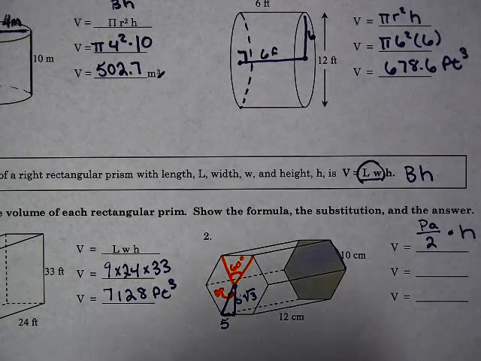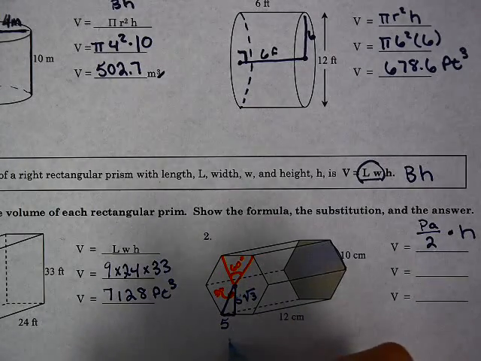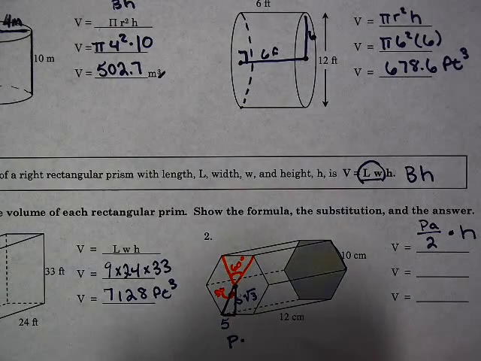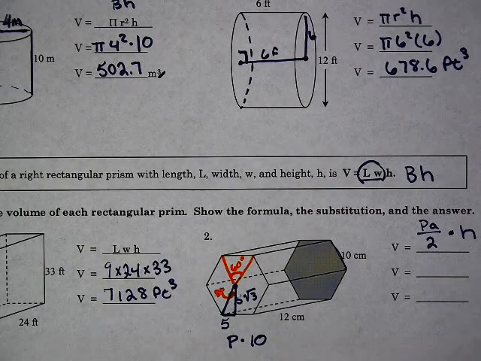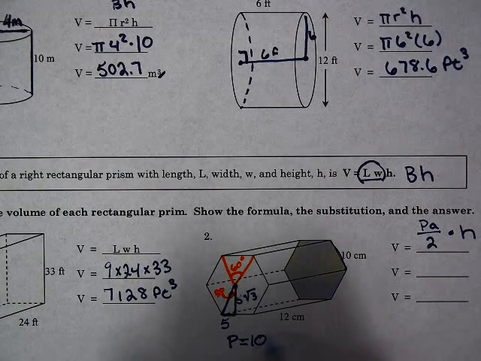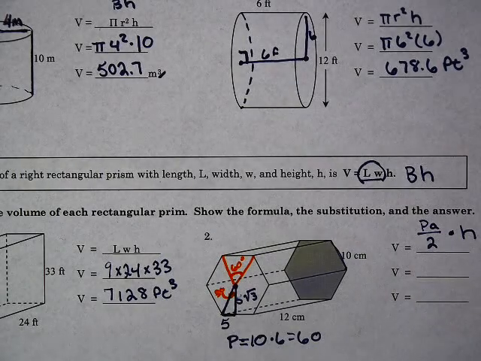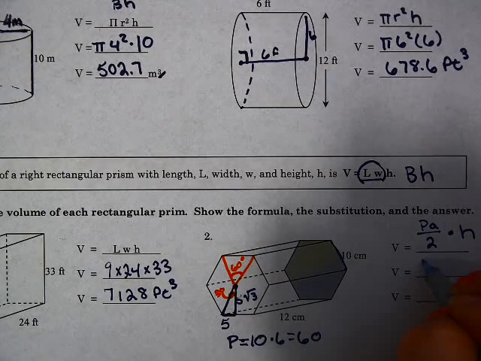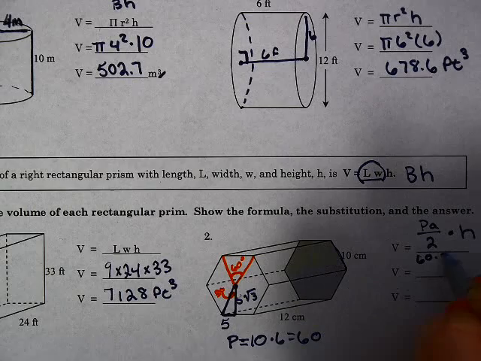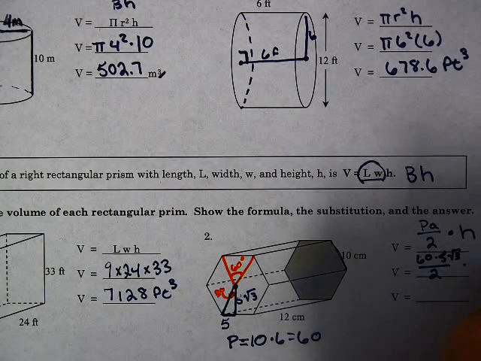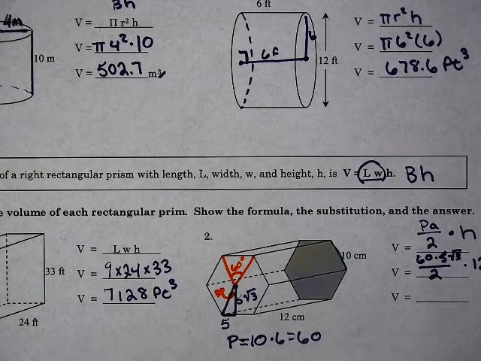Okay, and to find our perimeter, we simply multiply our side length, which is 10, by the number of sides, which is 6, and we get 60. So to find our volume, we're going to do 60 times 5 square root of 3, divide that by 2, and multiply that by our height, which is 12.